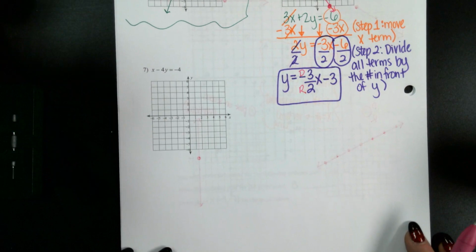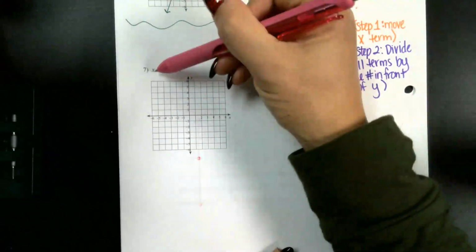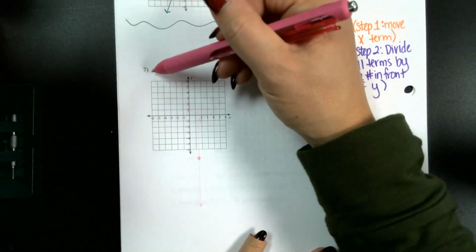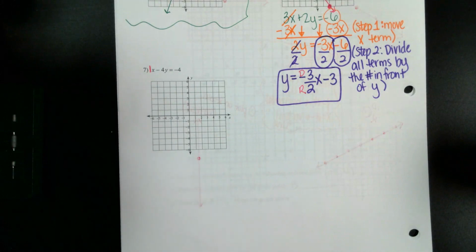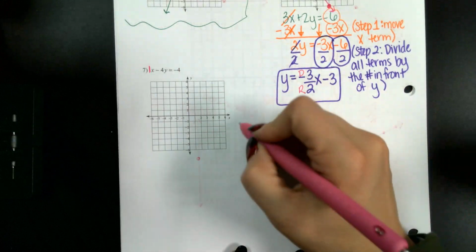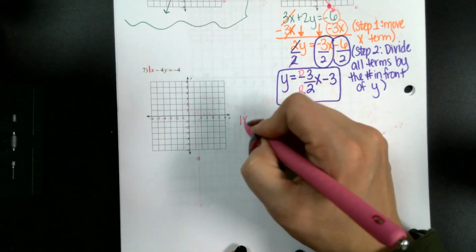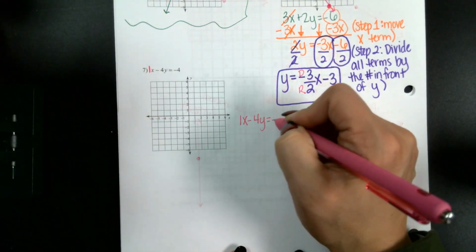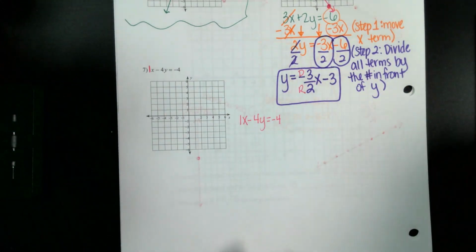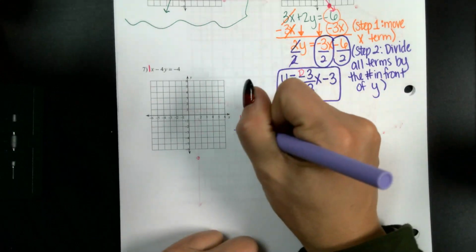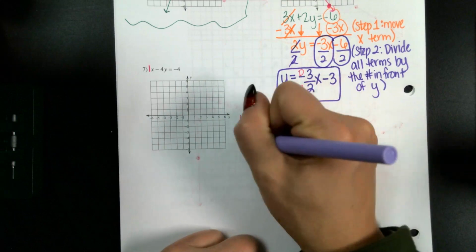Number 7. Whenever I see equations like this, if one or both letters don't have numbers in front, I like to always put a 1 there, just because you need to know that when you're moving it, we are moving a 1x. We've got 1x minus 4y equals negative 4. So step 1, how do I move a 1x? Subtract 1x from both sides.